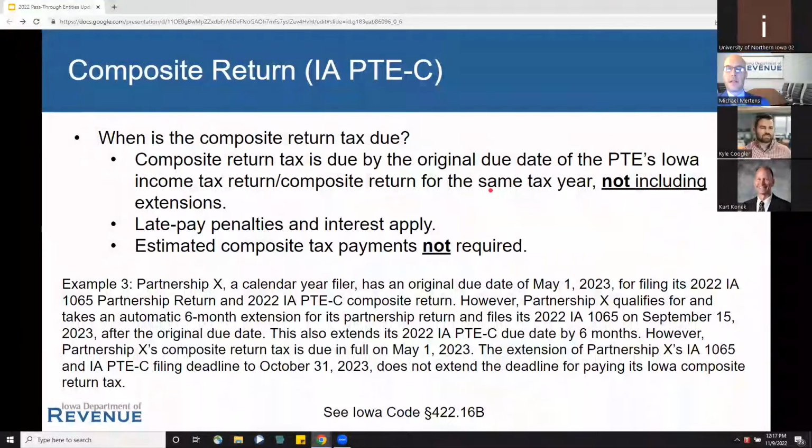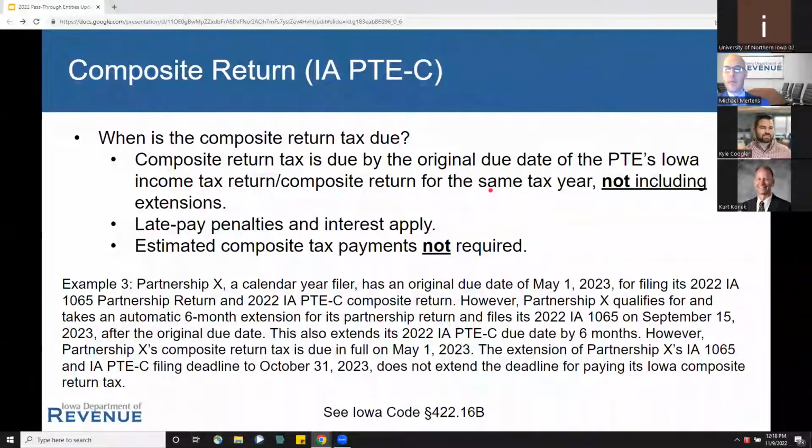Estimated composite, this is a question we've received several times. Are estimated tax payments required under the new composite return system? The answer is no. Estimated composite tax payments are not required under Iowa law. The entire balance due of composite tax is due on that original due date.